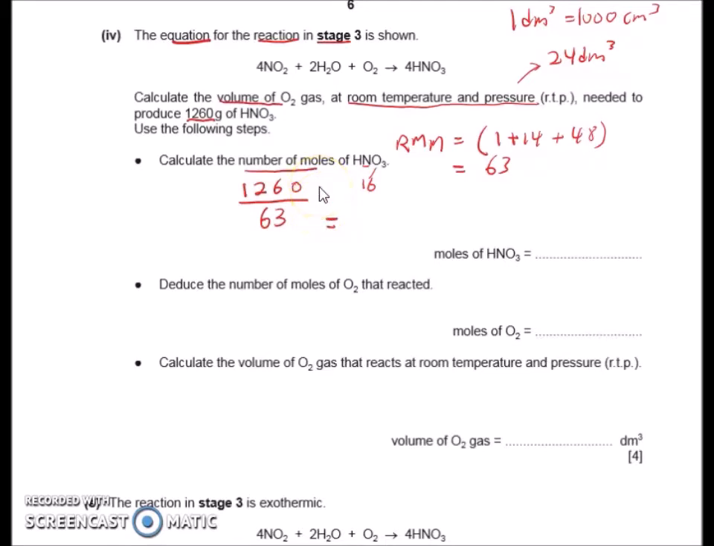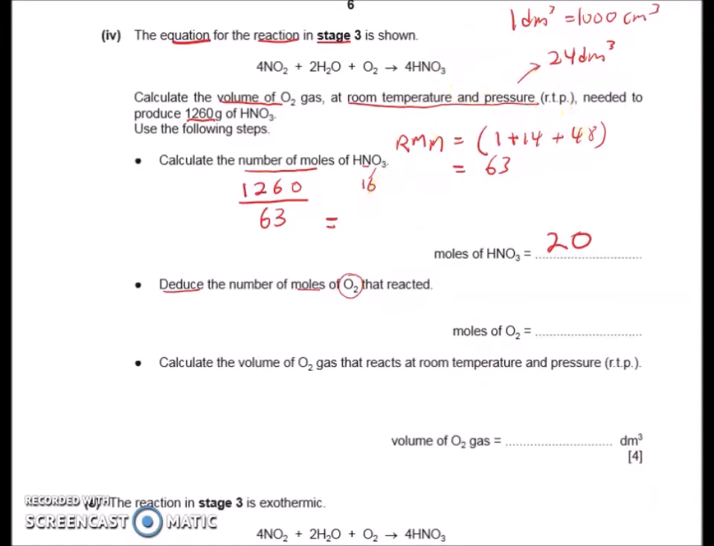You will be getting roughly 20. Okay, we have 20 moles of nitric acid. Now they are asking to deduce the number of moles of oxygen. Okay, they want the oxygen.